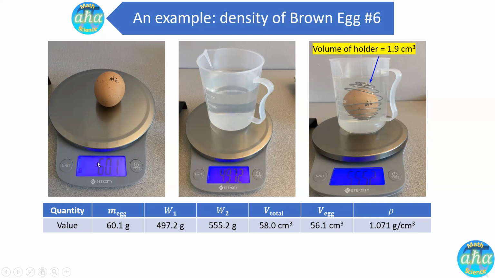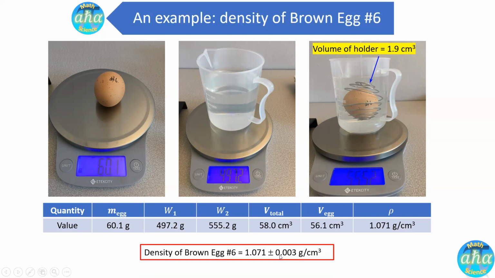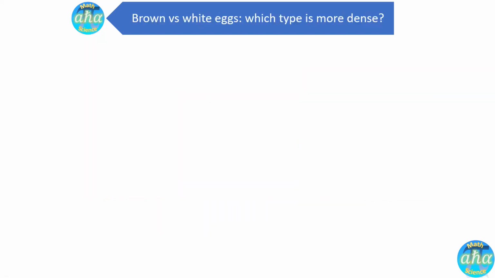Now, because the uncertainty in our measurement is purely due to the uncertainty in the scale here, which we can measure up to a precision of 0.1 grams, and using error propagation, we can also estimate the uncertainty in the density of the egg is equal to 0.003. In other words, the density of brown egg number 6 can be determined to this precision. So it's 1.071 plus or minus 0.003 grams per cubic centimeter. That's a pretty accurate measurement.